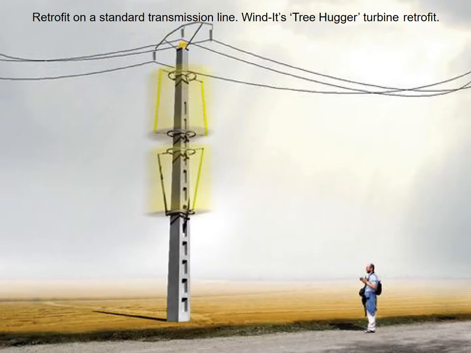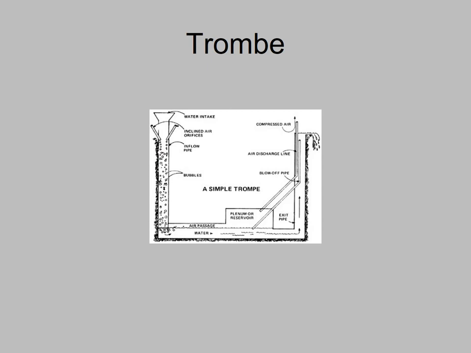And even a really small scale one for just small scale telephone poles or small transmission lines. Trompe is another type of system that has been around for quite a while. Have you ever heard of the fact that the ancient Romans were able to make ice? This is how they did it.